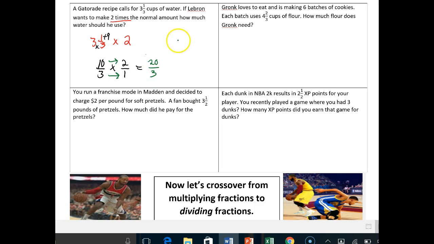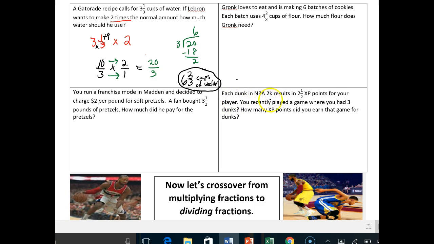This is improper, so let's go ahead and say how many times does 3 go into 20? Well, it goes in there 6 times with 2 left over. So how many cups of water should LeBron use? He should use 6 2/3 cups of water to make 2 times the amount of Gatorade to fuel him dunking all over the Warriors. All right.